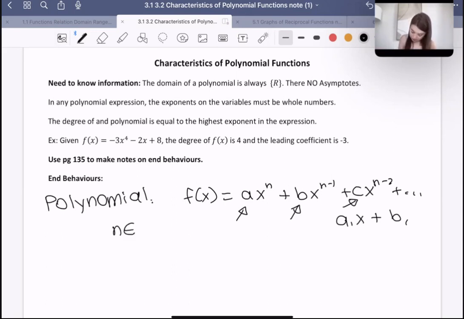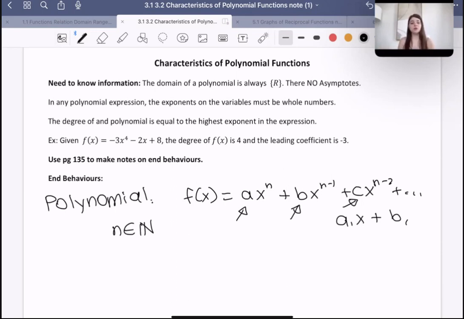Something else I should mention is the exponents must be members of the natural numbers. So if there's an equation with negative exponents, then it is not a polynomial. If there is an equation with half exponents, so for example 3 over 2, then it's not a polynomial. If you see the square root sign, it's not a polynomial, and so on.